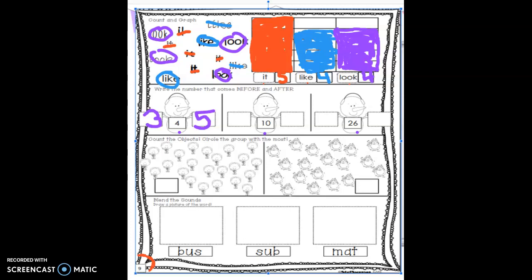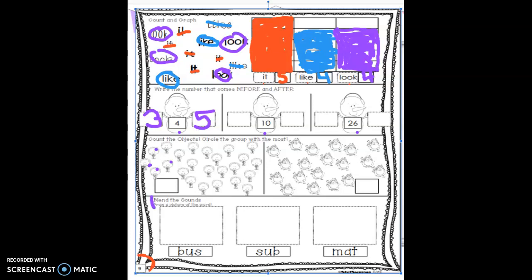Count the objects. Circle the group with the most. Again, I saw people forgetting to circle the group that had the most, and they were just only counting the objects and putting the number. So I want you to count each object. So 1, 2, 3, 4, and continue counting all the objects and writing the number in this square. Count all the penguins. Put the number in square. And then I want you to circle which one is bigger. Is it going to be the little men or is it going to be the penguins? And I want you to circle which number is the most.